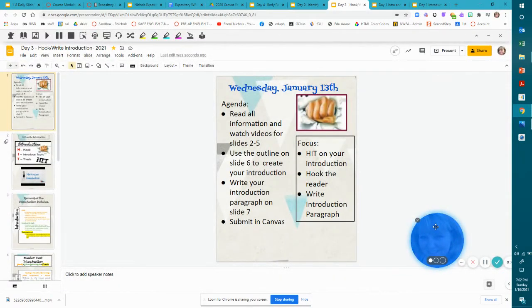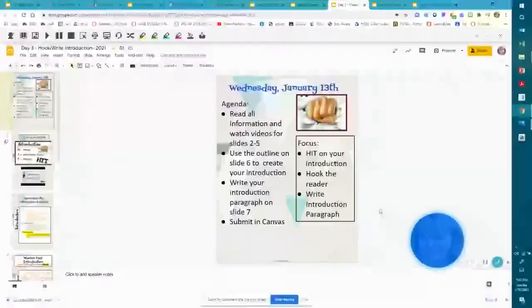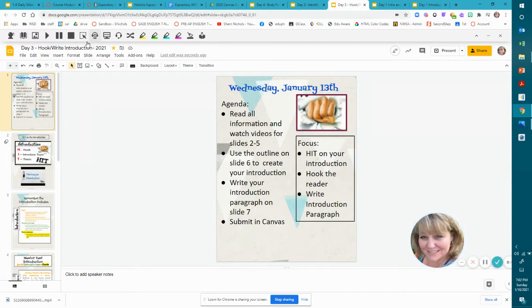Hello. This is day three on our expository essay. And for day three, we're focusing on the hook and how to write the introduction, the introductory paragraph. So our focus will be to use the letters H-I-T, hit, on your introduction. We will hook the reader, and then we'll write our introduction to our introductory paragraph.